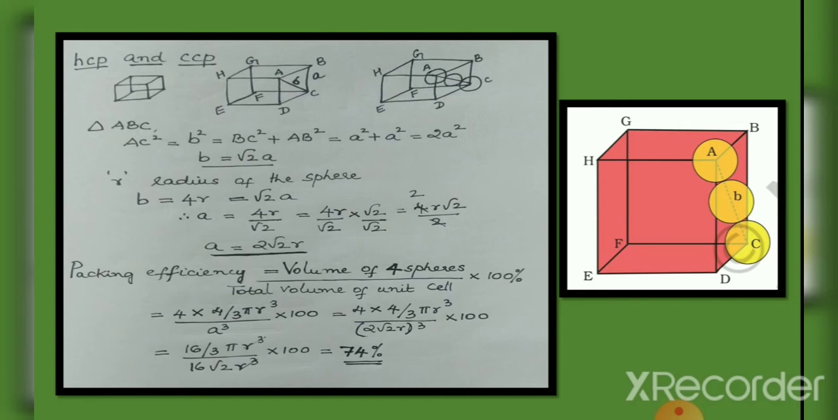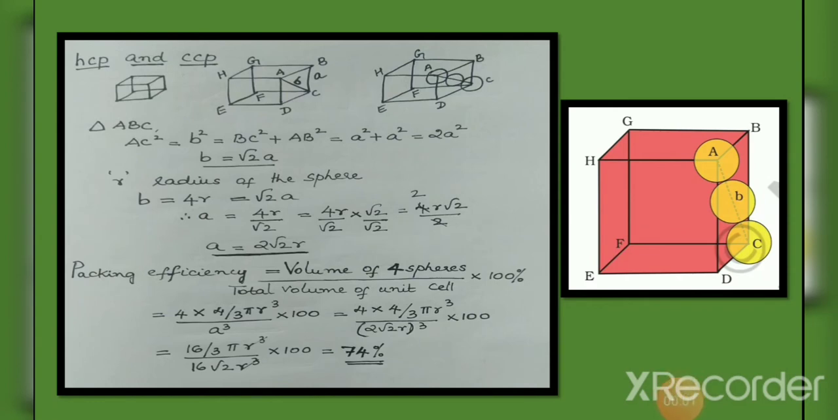Now what is the relationship between b and r? The sphere at A contributes r, the sphere at the center of the face contributes 2r, and the sphere at C contributes r. Therefore, we can write b as equal to r plus 2r plus r, which is equal to 4r. Thus, we get b is equal to 4r. But b is also equal to root 2 a. Thus, we write b is equal to root 2 a is equal to 4r. If 4r is equal to root 2 a, then a is equal to 4r by root 2, which is equal to 2 root 2 r. Thus, we get a is equal to 2 root 2 r.